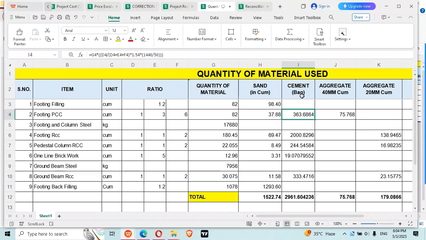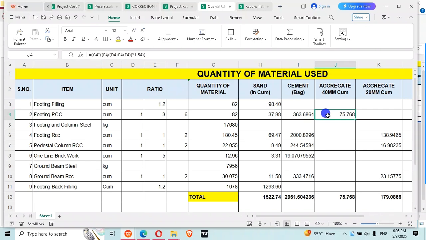Then I'm coming to find the cement in bags, how many bags of cement are needed for putting PCC. So this is the formula. Again, till this place we have the same formula. You can see it. And now 1440 divided by 50. It is the density. One bag of cement is 50 kg, so just divide the density by the number of kg here, and you will get cement in bags. Understood? We have this amount of bags.